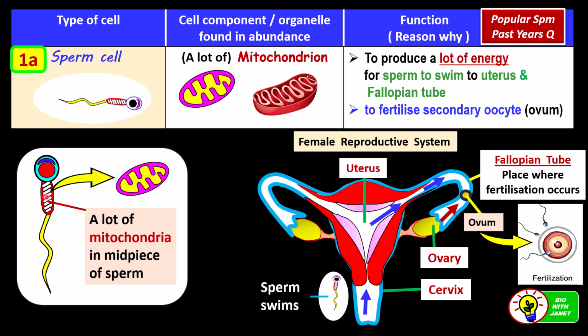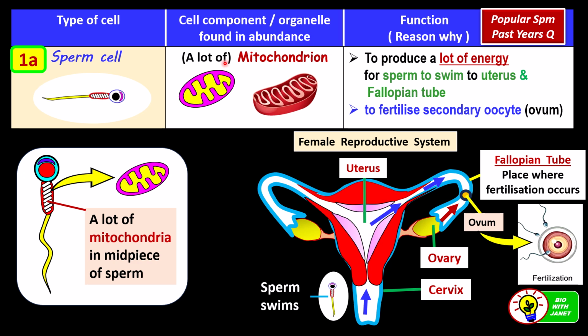But where is it found? It's found in the midpiece of the sperm. So a sperm is made up of the head containing the nucleus and the enzymes in the acrosome here, and it has a midpiece here, the center part, and then it has a tail. So a lot of mitochondria is found in the midpiece here, all right, to give the sperm the ability to produce a lot of energy.